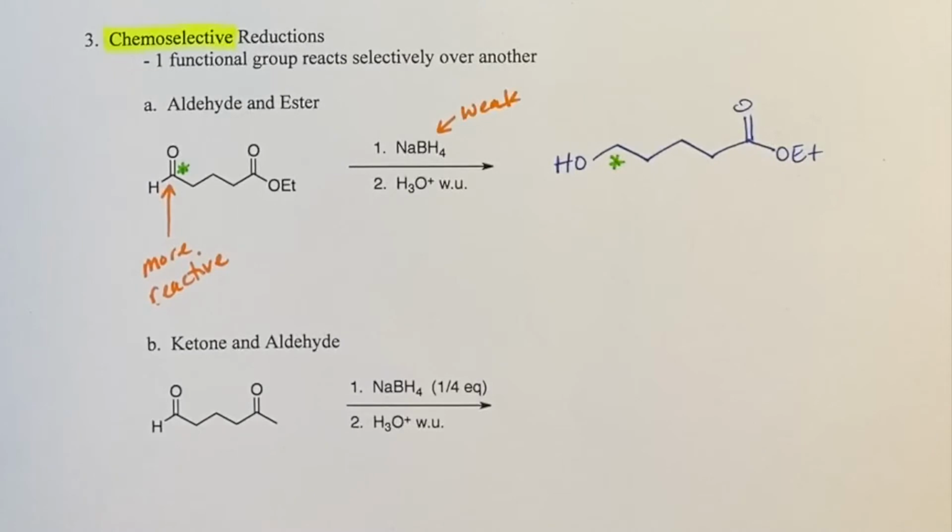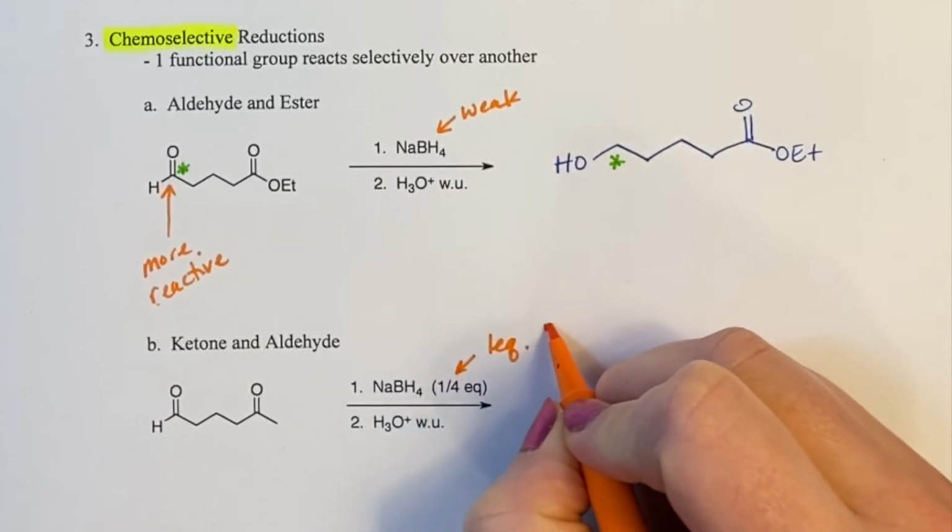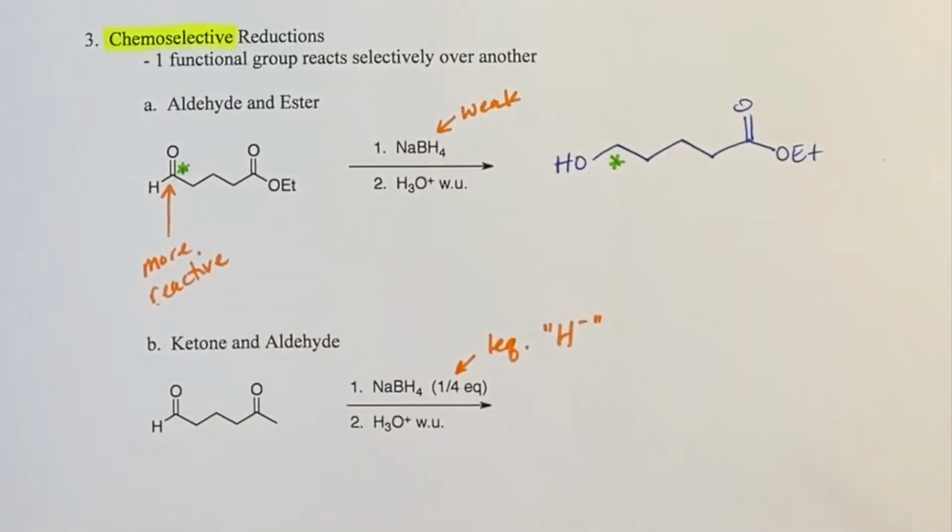In the second reaction, in part B, we're looking at a compound that contains both an aldehyde and a ketone. Our reducing agent in this reaction is also sodium borohydride, but here we have control over the stoichiometry by adding just 1/4 of an equivalent. Because each molecule of sodium borohydride has 4 equivalents of H- that it can use in the reactions, this 1/4 equivalent of my reagent is going to be equivalent to 1 equivalent of H-. That means that either my aldehyde or my ketone will react under the conditions of this reaction because I've controlled the stoichiometry of my reagent.